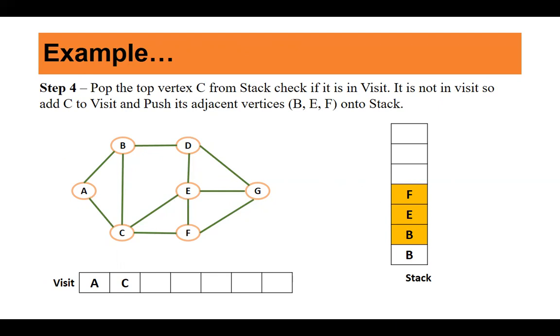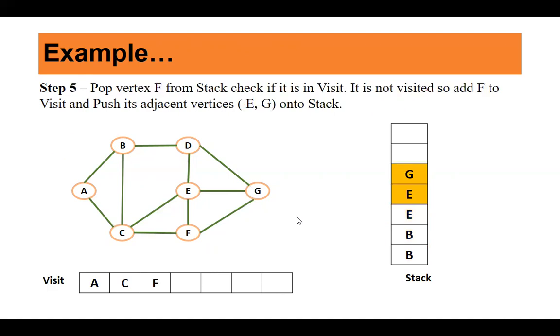Now again repeat the same thing. Pop out the stack top, that is, F is popped out. You check whether it is in visit. F is not in visit, so you pop out F, add it to visit, and push in all the vertices which are adjacent to F, right? What is adjacent to F is C, E, and G. Fine. Now again you check: C is already in visit, so you will not push in C. What you push in is E and G. So F is popped out, added to the visit, and its adjacent vertices, that is E and G, are pushed onto the stack.